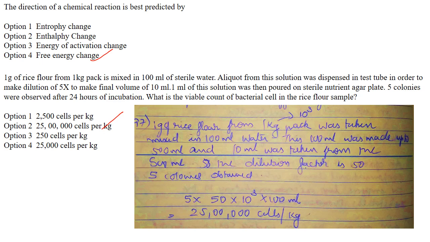So 1 gram of rice flour from 1 kilogram pack was taken, mixed in 100 ml water. The 100 ml was made up to 500 ml and 10 ml was taken from this 500 ml. So the dilution factor is 50 and 5 colonies were obtained. So 5 into 50 into 10 raised to 3 into 100 will give you 25 followed by 5 zeros. So the answer here will be option 2.